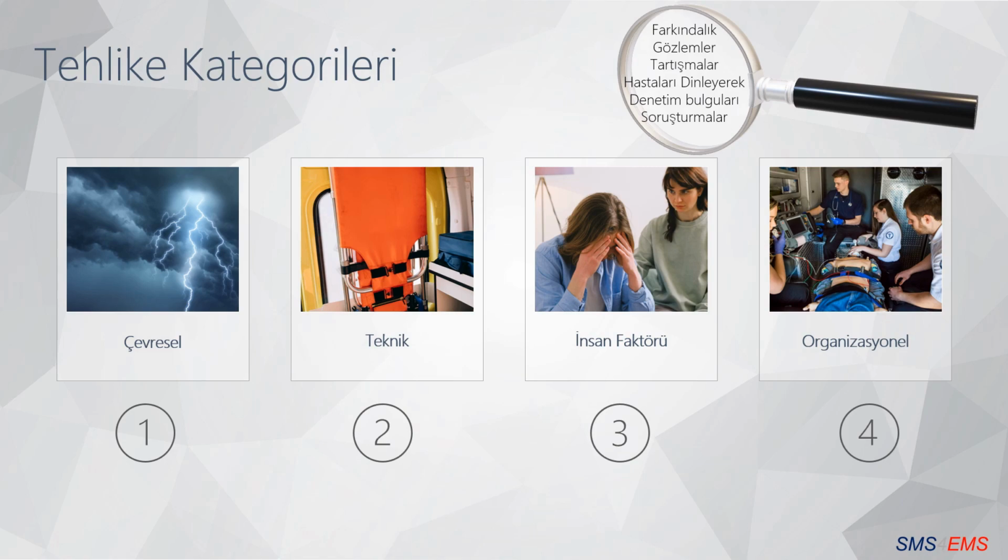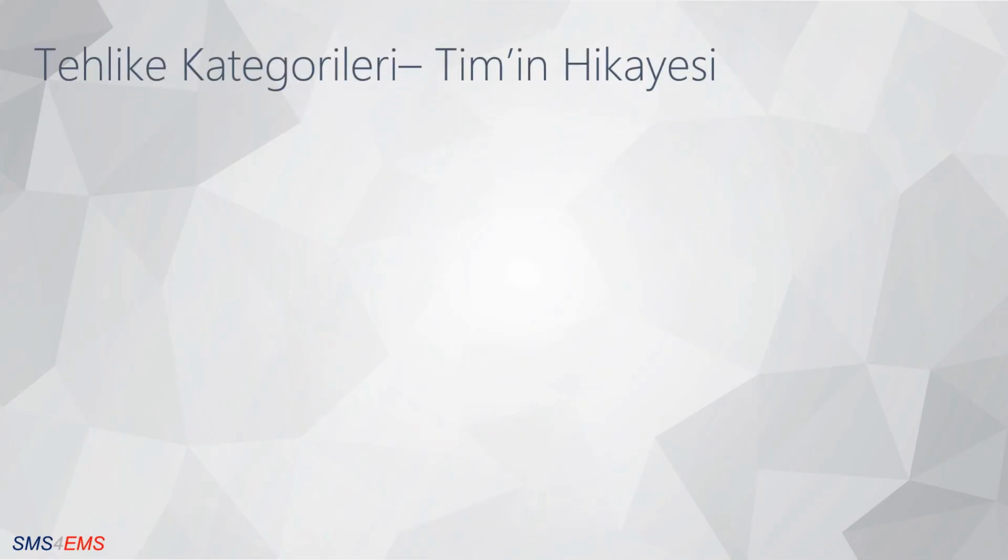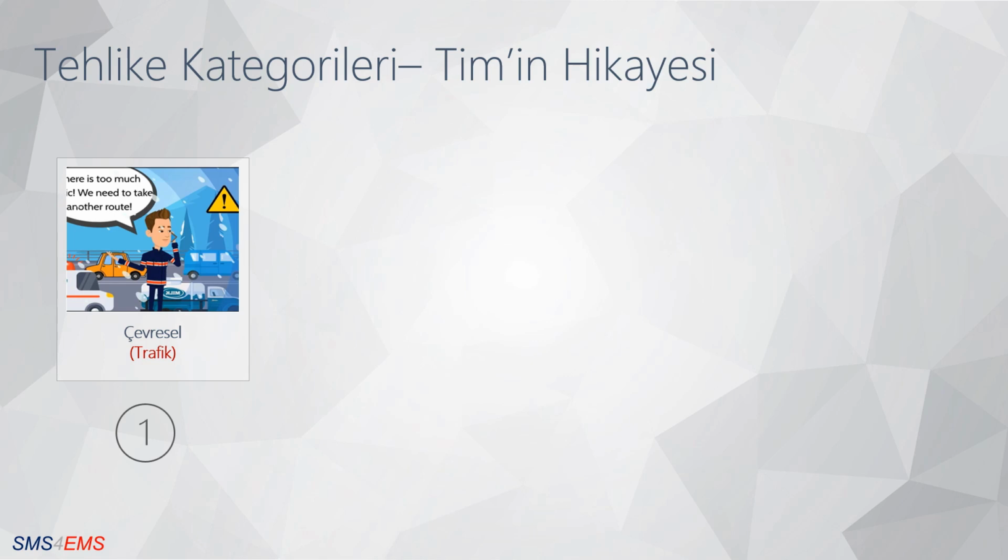Going back to our story, can you remember the various hazards that Tim identified? What about the category of each hazard? Let's use the approach of trying to identify the hazards by looking into each of the categories. What environmental hazard did Tim face? Of course, the heavy traffic at the accident site was a very important hazard, so Tim had to evaluate the risk to make sure that there would be no consequences.